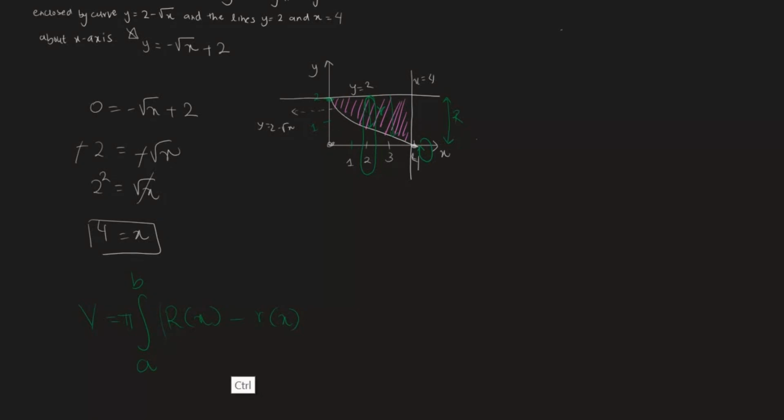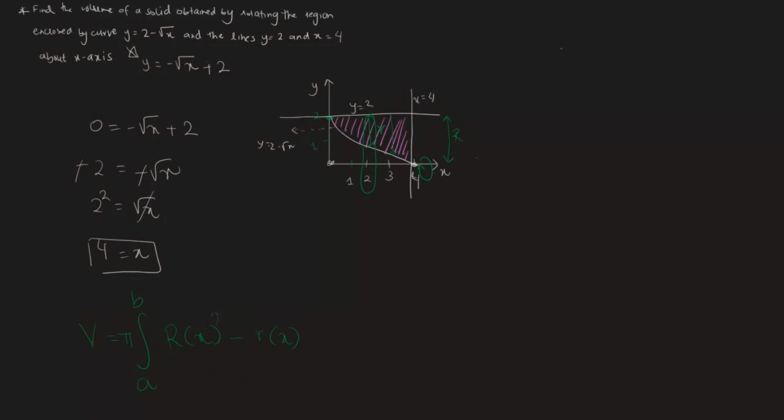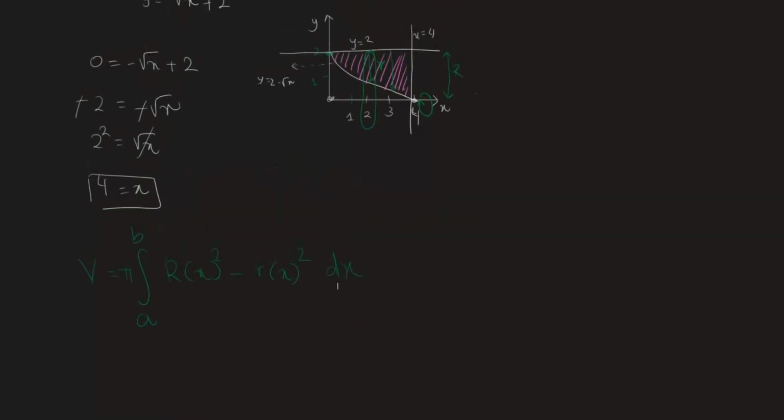R squared. Okay, so squaring this and squaring this. And here you see that we are rotating about the x-axis, so we're going to put a dx over here. We're differentiating with respect to x. Why? Because we're rotating about the x-axis. If we were rotating about the y-axis, then we would put a dy over here. Okay, let's continue with the problem.